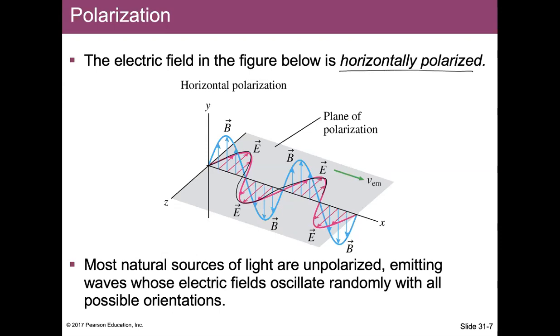Most natural sources of light are unpolarized, so they do not have a specific polarization, except as you've noticed if you've gone fishing or skiing, or what else would you have done? You could have gone out anywhere on the water, maybe water skiing, and you'll see that that light, if it is reflecting off the water, has become polarized. But most of the time it's not, and the electric fields oscillate randomly with all possible orientations.